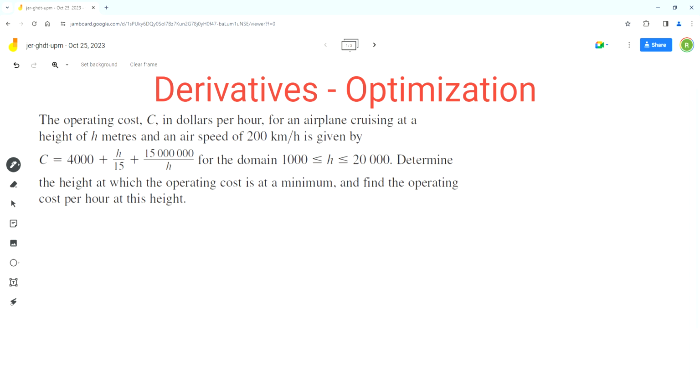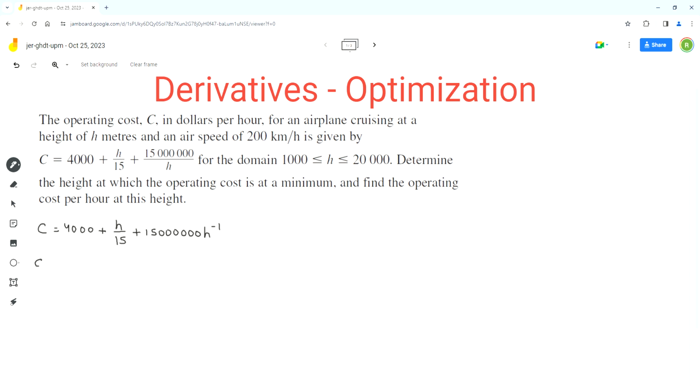So we'll rewrite the cost function. C equals 4000 plus h over 15 and then plus 15 million times h exponent -1. Now we can find the derivative of this function. So this function has three terms, so we'll have to find the derivative of each term.